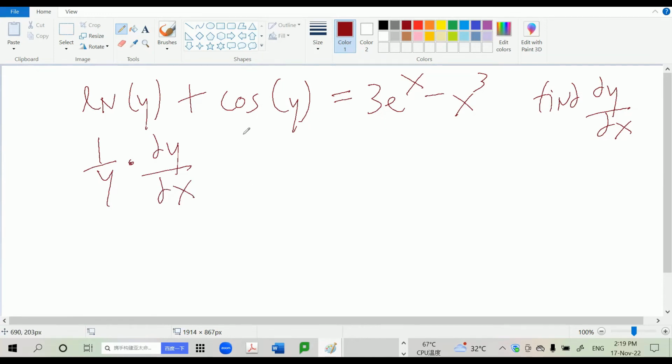Now let's do the second term. That's a cosine function, and you know from your trigonometric derivatives that the derivative of a cosine function is a negative sine, okay? So this would simply become plus negative sine of y. And then that would still, because it's a y variable, have to be times dy over dx, okay? Now on the right side, this part here, this is a constant, so that just stays there.